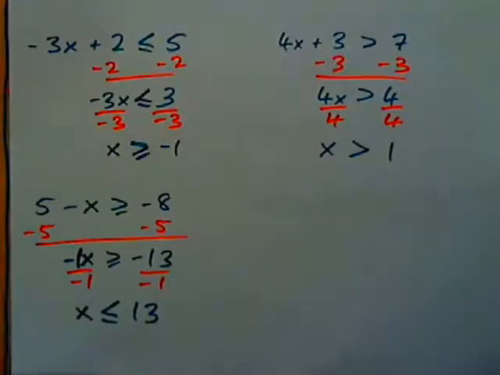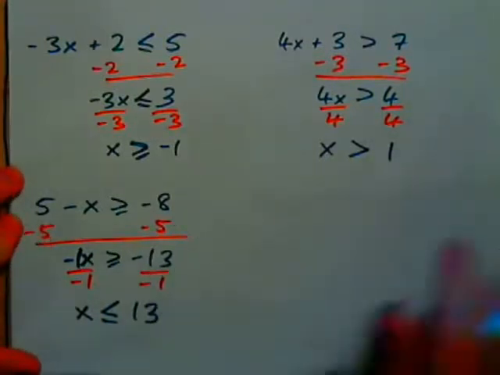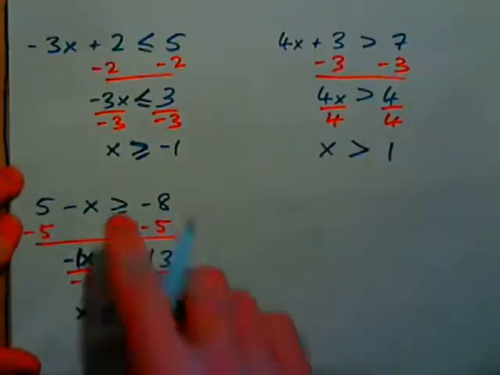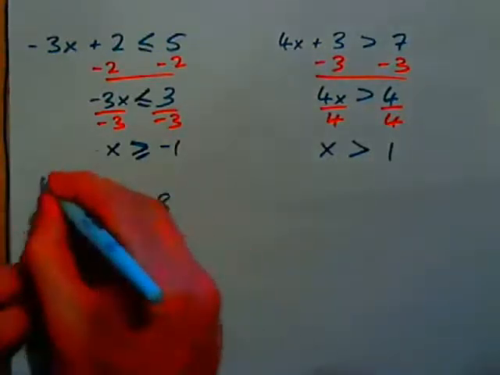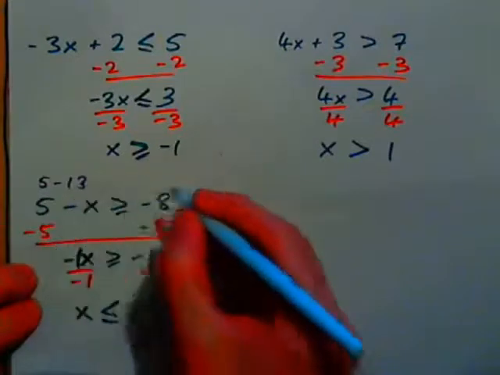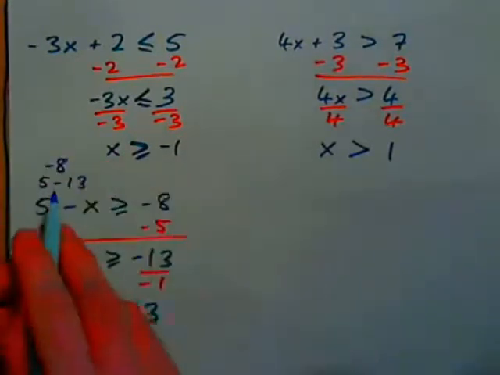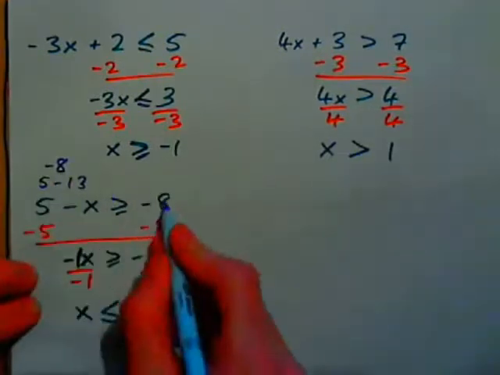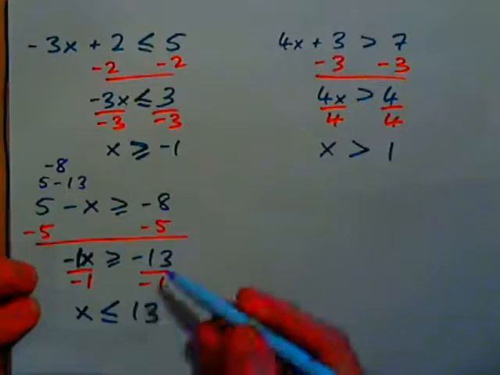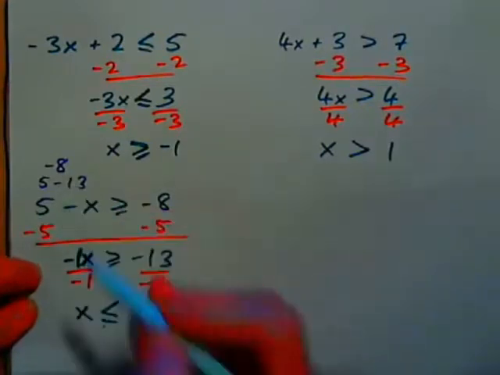So that's how we solve. Now the question is, how do we check our answer with these things? Well, let's see. If I plug 13 in here, I'll get 5 minus 13 on this side, which is negative 8. So the left-hand side is the same as this side, so negative 8, negative 8. And I made sure to change direction when I divided by a negative, so my answer is going to be correct.